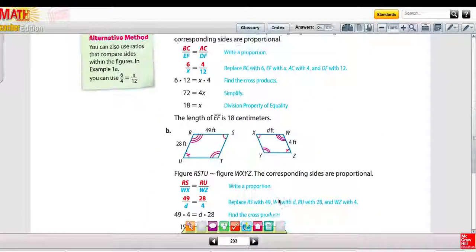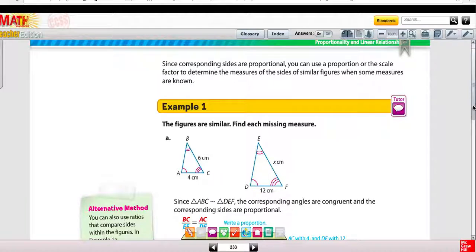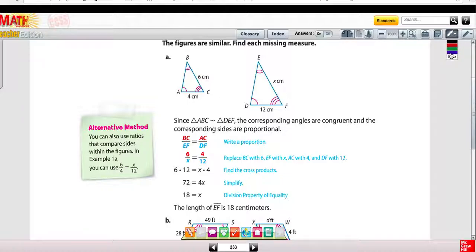At the top of page 233, we have example 1 that says that since corresponding sides are proportional, you can use proportion or the scale factor that we did last lesson to determine the measures of sides when some of the measures are known. So again, if you have similar figures, same shape, not necessarily the same size, where the angles are congruent, we can set up a proportion using the information that we do know to solve for something we don't know. In this case, we don't know the x. So we're going to make a proportion of what we do know to solve for that missing one.